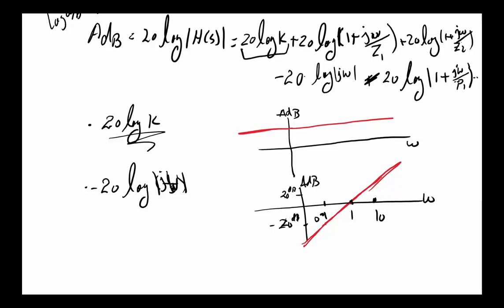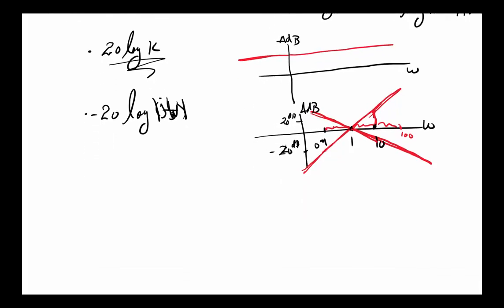For the case where the s is in the denominator, the slope is in the opposite direction because you have a minus in front. For every decade, from here to here is a decade, from here to here is a decade, and if you went to 100, it would be another decade. If s was in the numerator, you go up by 20 dB for every decade. If s is in the denominator, as in this case, you go down 20 dB. Let's do a couple other ones, and then we will start working on an actual Bode plot.